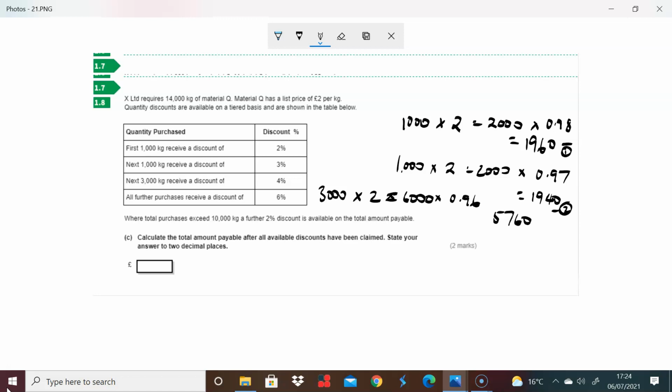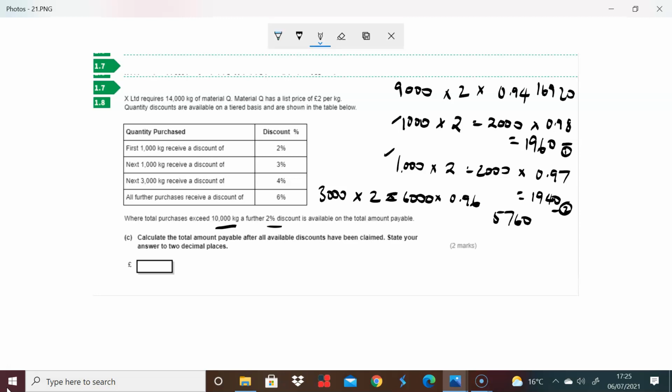Right, excellent. Then it says that all further purchases. So you've done 1, 2. That's 2,000 plus 3,000, 5,000, and you want 14,000. So the next 9,000, because you want 14,000 at £2, gets a discount of 6%. So you're going to be paying not 18,000 but 0.94 of that, because you get a 6% discount. So 0.94 times 2 times 9,000 is 16,920. And it says when total purchases exceed 10,000, 2% is available on everything.